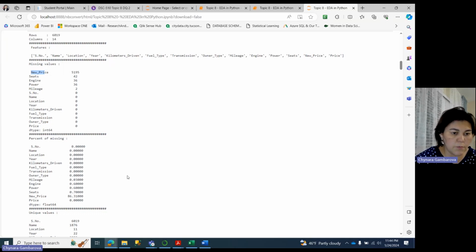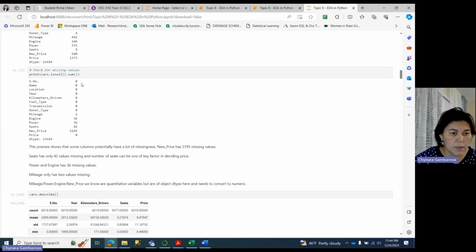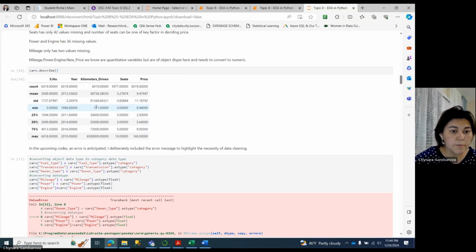And here it's just in percentage interpretation, and same for nulls. So as I said, new price has the most missing values, and seats and engine, power, have relatively fewer, a small amount of nulls.